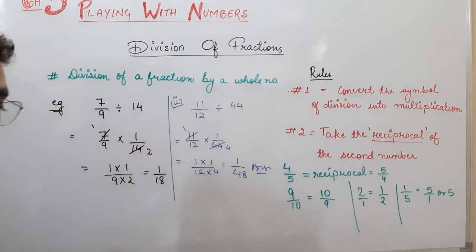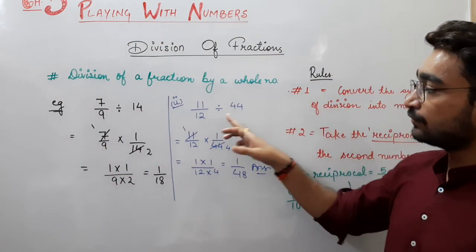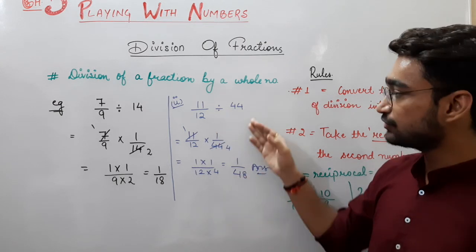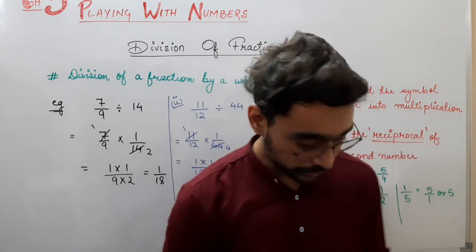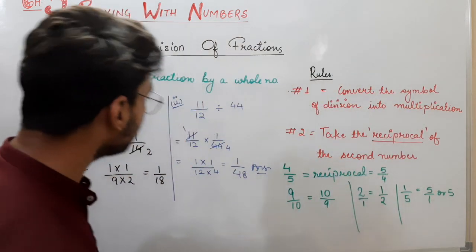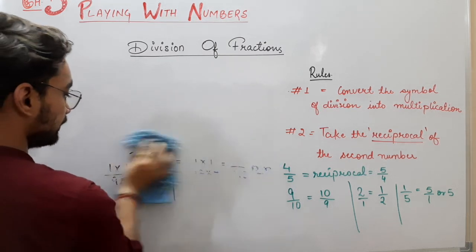So it's easy because every time you need to follow just two rules, that is, convert the symbol of division into multiplication and take the reciprocal of the last part or the second part. Okay, I hope it is clear for everyone. There is no rocket science in that. It's a very easy thing.